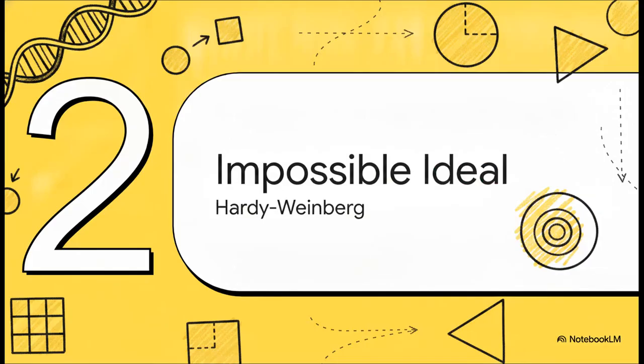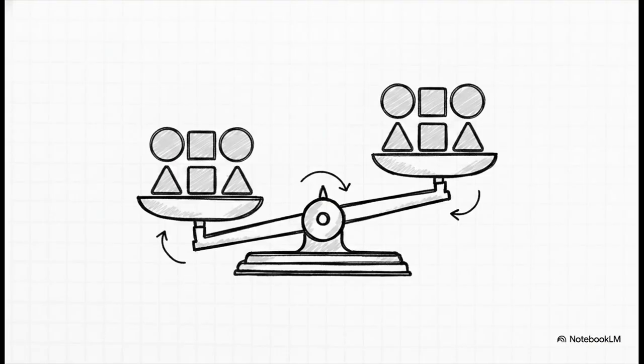Moving on to Section 2, the impossible ideal population, also known as the Hardy-Weinberg equilibrium. Okay, don't let the math scare you off. This is the Hardy-Weinberg equilibrium model, and it describes a quote-unquote perfect population where genetic frequencies never ever change. In this equation, p is your dominant allele and q is the recessive one. If you run them through this formula, as long as no evolutionary forces interfere, it perfectly predicts the genetic makeup of the very next generation.